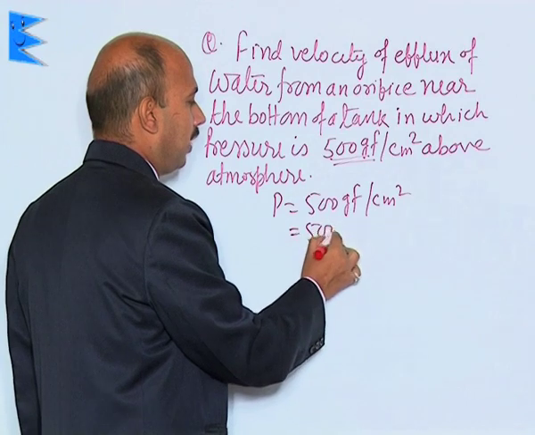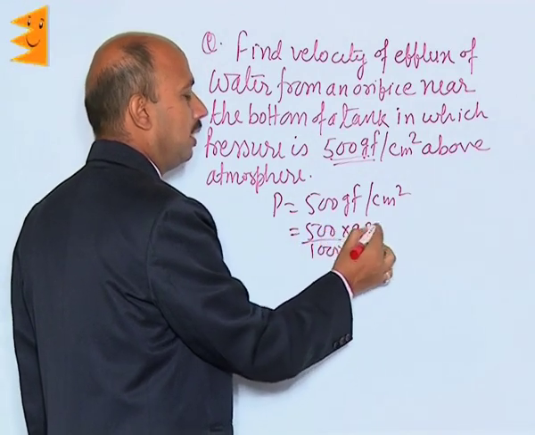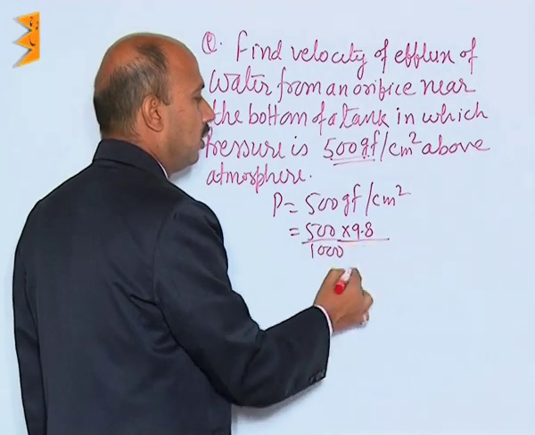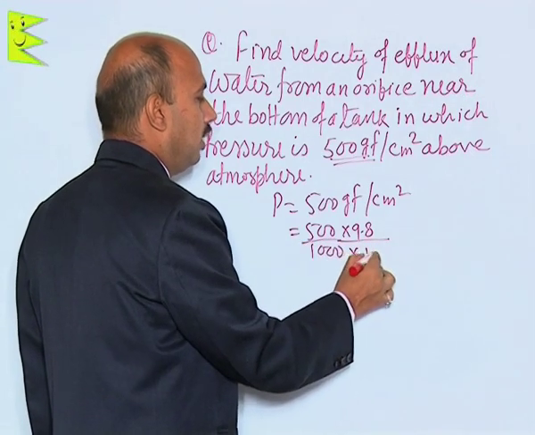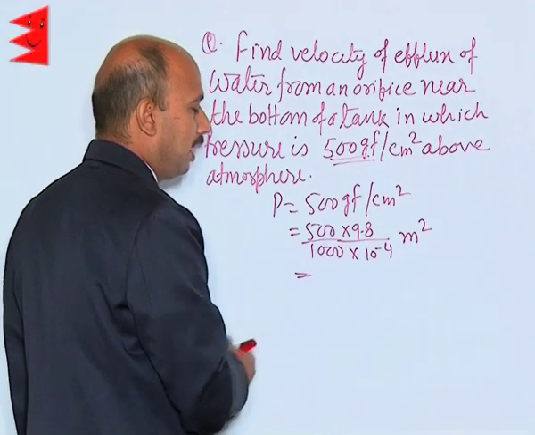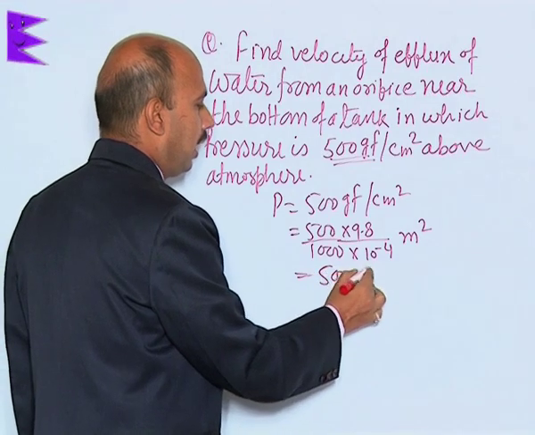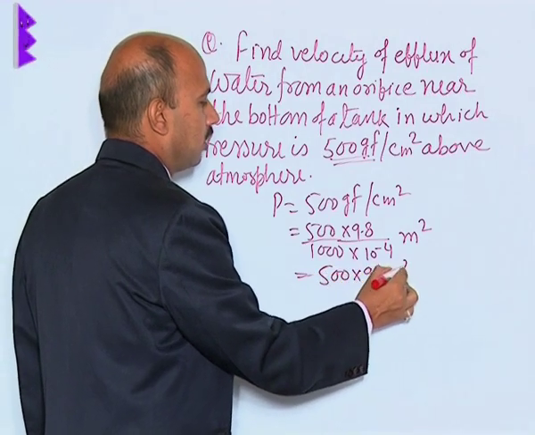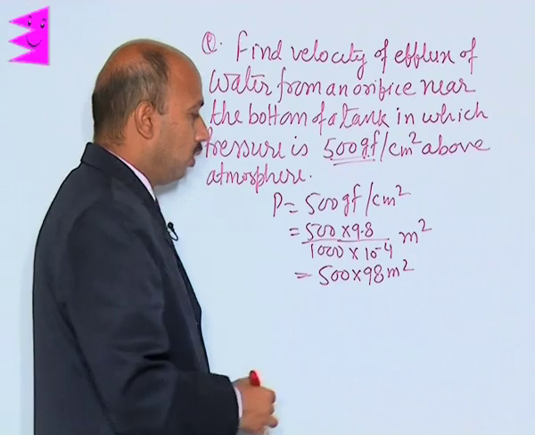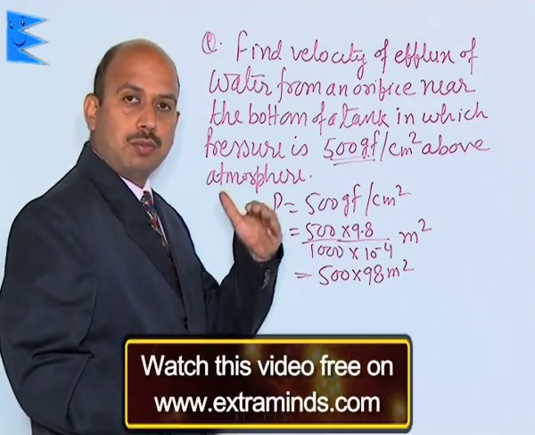So, it will be here 500 upon 1000 into 9.8 to convert into Newton, that is here into 10 raised to power minus 4 meter square. And this you will be getting here as 500 into 98 per meter square. Now, suppose h is the depth of the hole from the above surface.